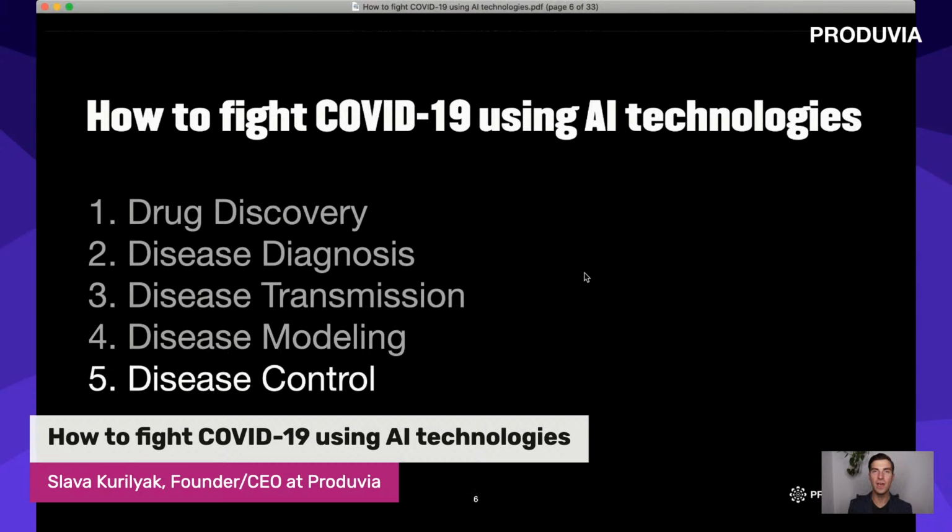And the fifth use case is disease control. Disease control is the last way that is showing the most value from companies around the world who are adopting this particular technique. Disease control aims to find and eradicate COVID-19 when it's detected. So not only are we aiming to find COVID, we're also aiming to stop the progression of COVID. And this is the fifth and final use case of how we would fight COVID-19 using AI technologies.